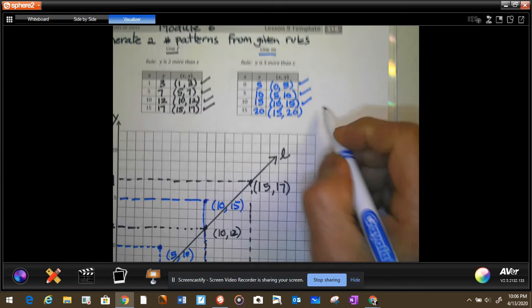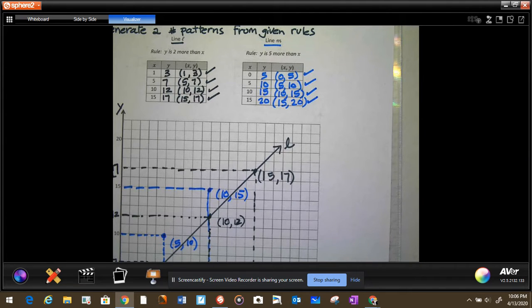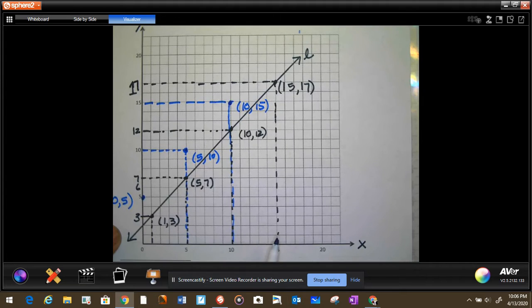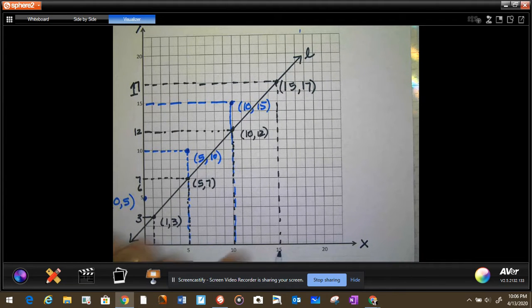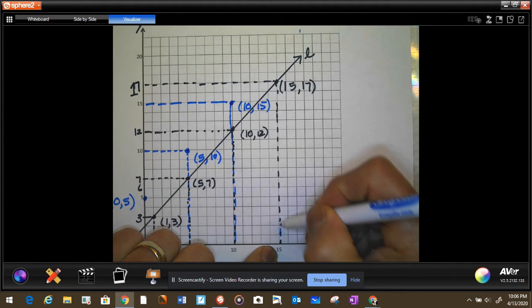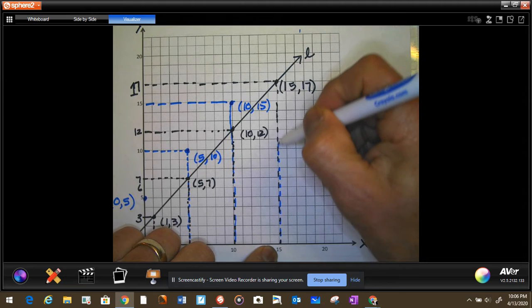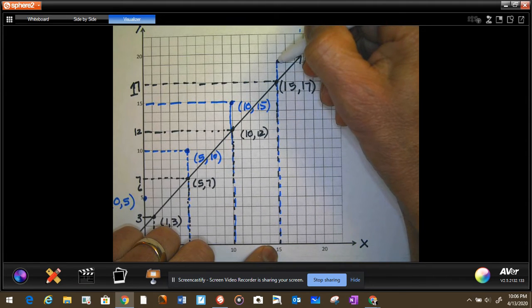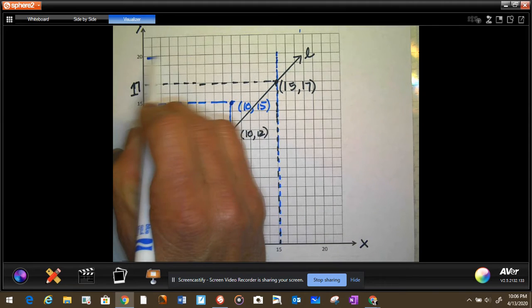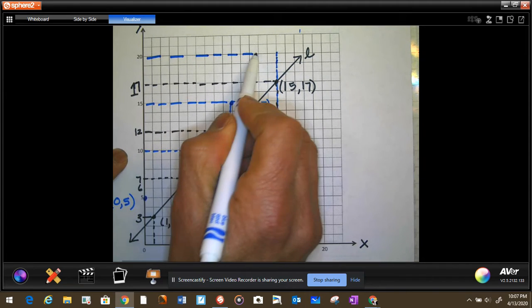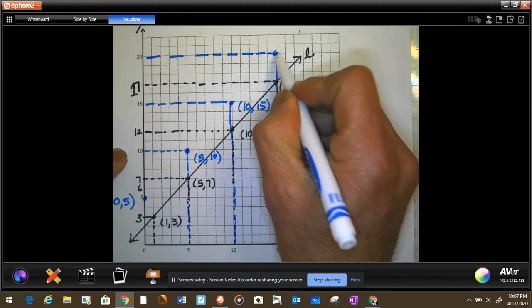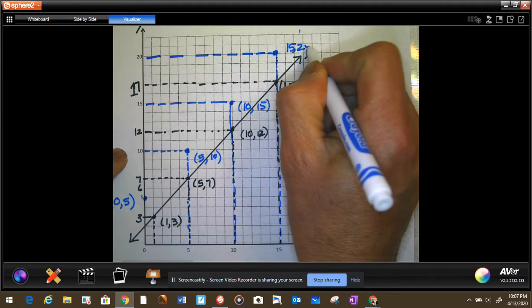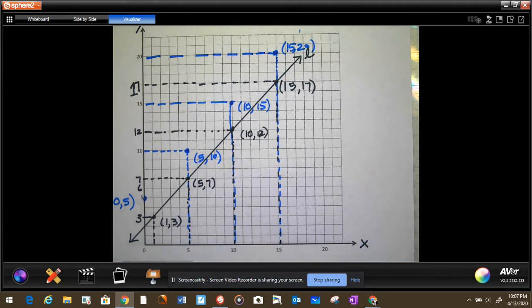And now our last point here is 15 and 20, x and y. So x is 15, so we're going to run to 15, and we're going to go all the way up to 20, which will be y. So 20 is right here. Okay, so that's our last point, and we're going to label it 15, 20, the coordinate pair for that point.